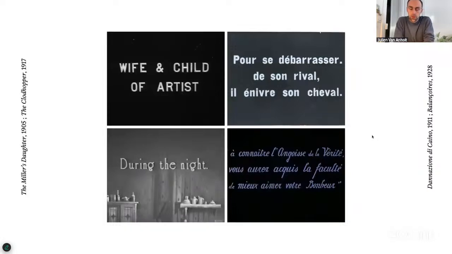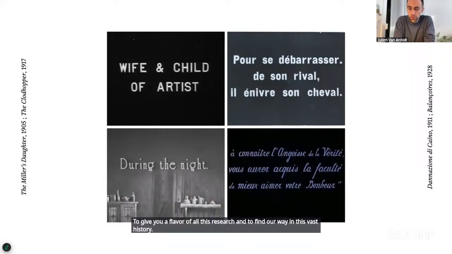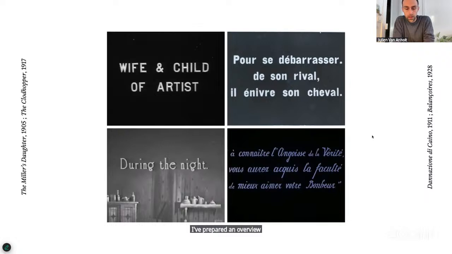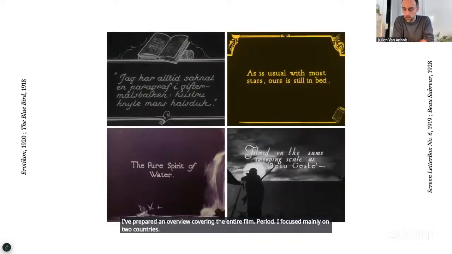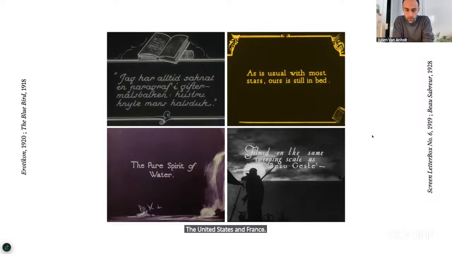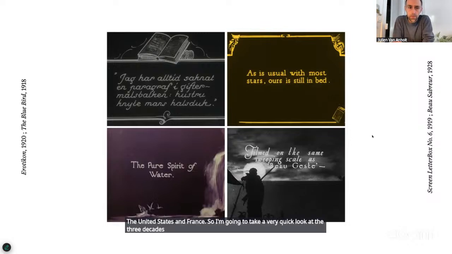To give you a flavor of all this research and to find our way in this vast history, I've prepared an overview covering the entire film period. I focused mainly on two countries, the United States and France. So I'm going to take a very quick look at the three decades of silent cinema, giving a few key dates and presenting some examples of intertitles that are striking from a typographic point of view.